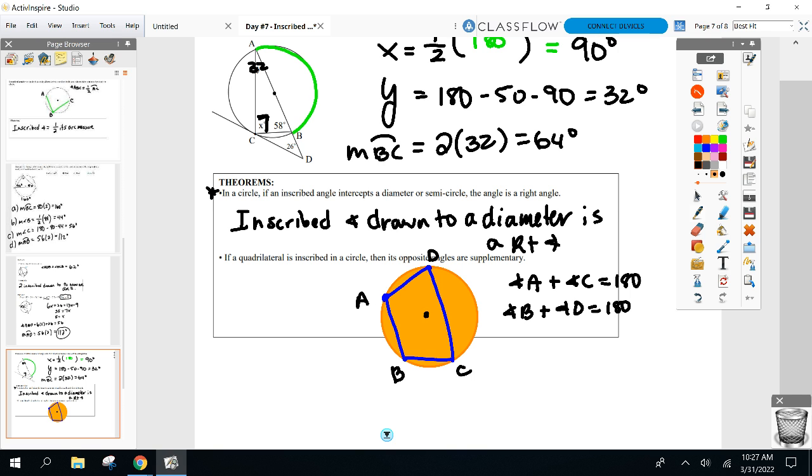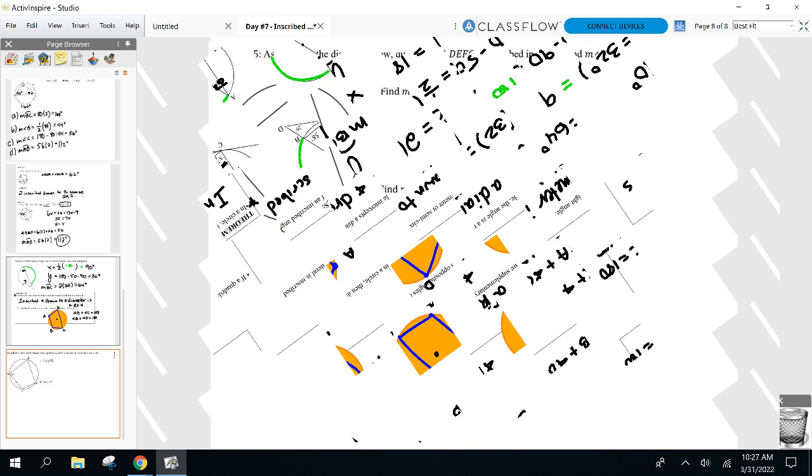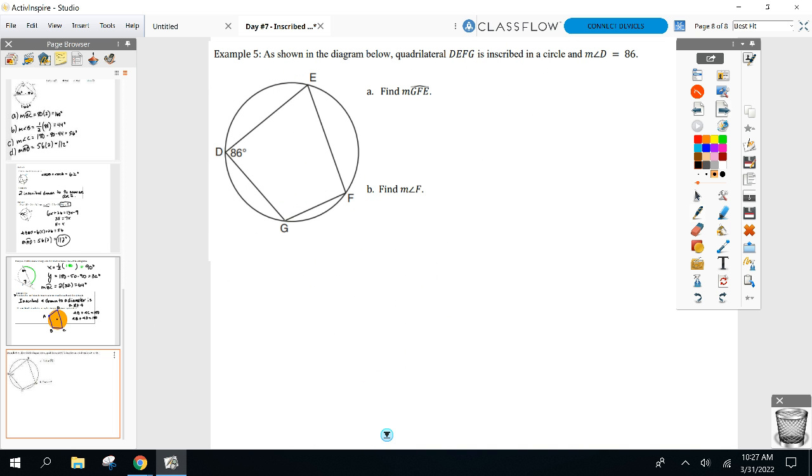With that being said, try out that last problem on your own here. It's kind of a combination of everything we talked about today. Find the arc and then find angle F.